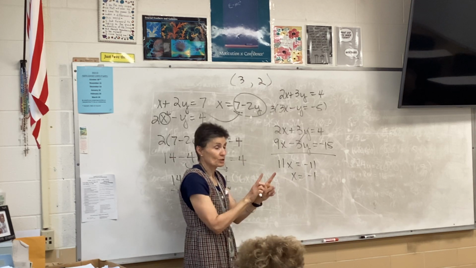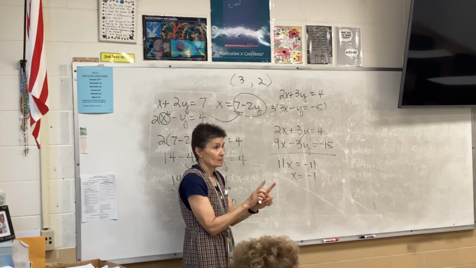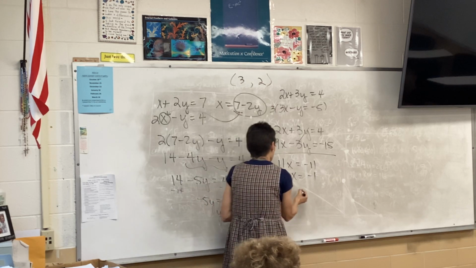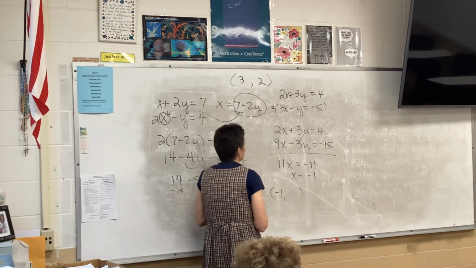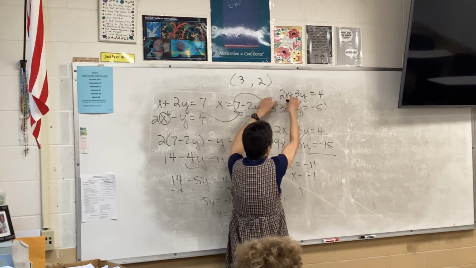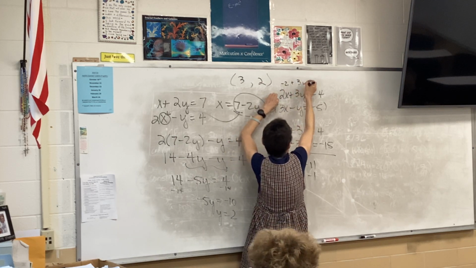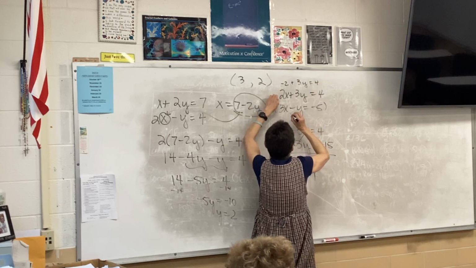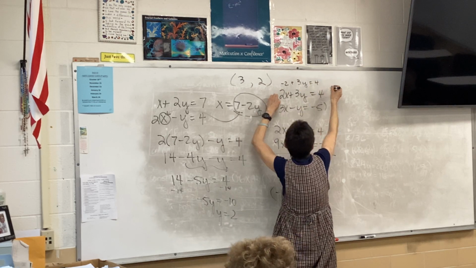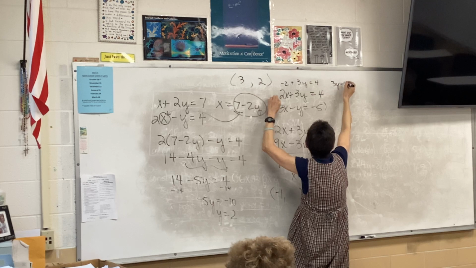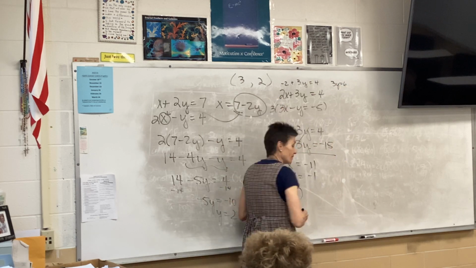And then what do we do? Just like before, what do we do? Plug it back in. So x is negative 1. I'll just plug it in the top one there. So that's negative 2 plus 3y equals 4. So I'll add 2. So 3y equals 6, and it looks like y equals 2.